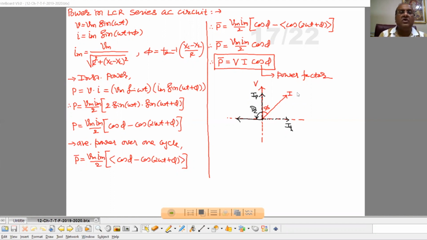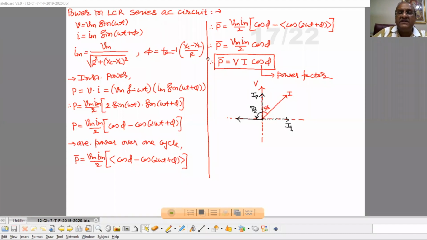And in case of LCR series circuit, this phi that we can calculate by tan inverse of (XC minus XL) by R, and then depending on the value of this phase difference phi, we will get the dissipation of power. Clear?